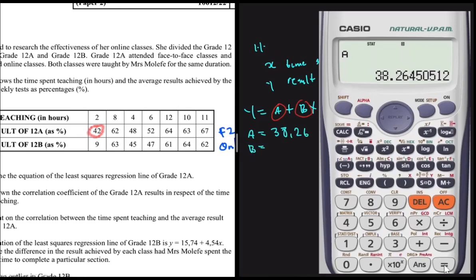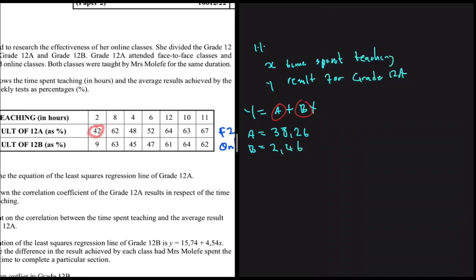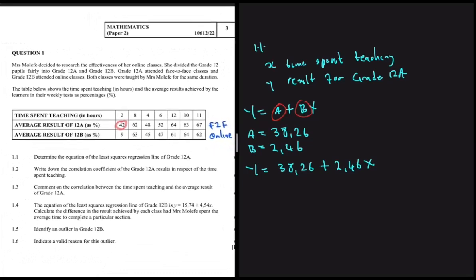Now we're looking for B. You press AC again, press shift, press 1, press 5, and then press 2. So B is 2.46. Now our equation for the least squares regression line will be y equals 38.26 plus 2.46 multiplied by x, where x is what we're substituting in. And just like that, you have calculated your least squares regression line.